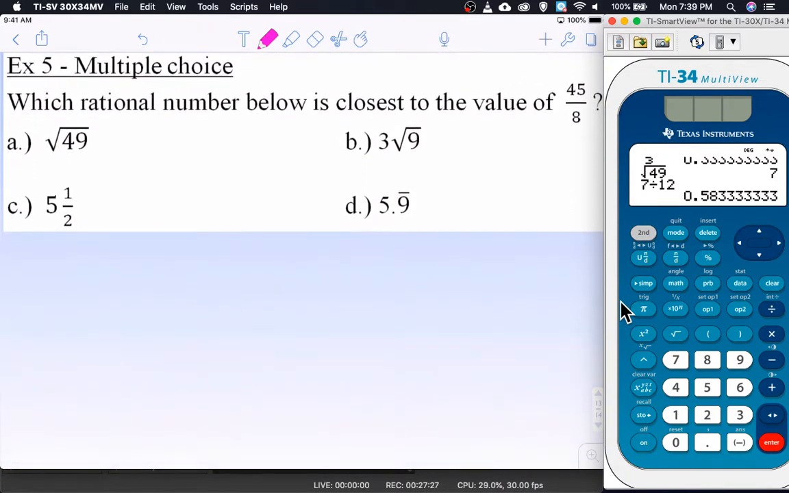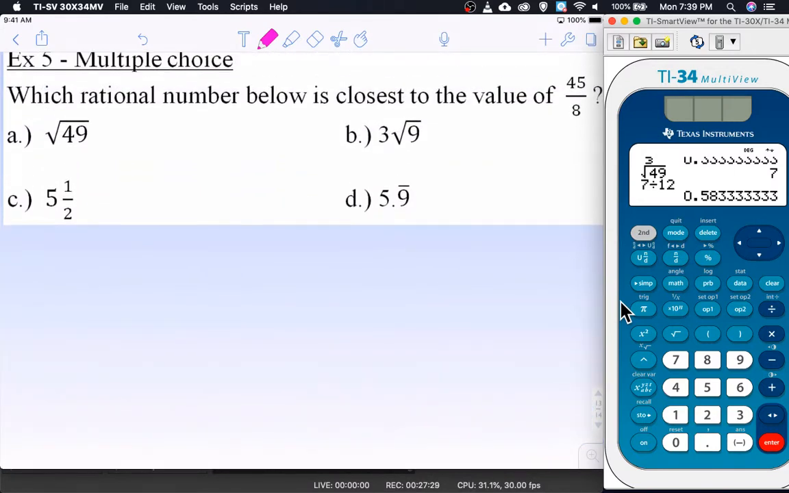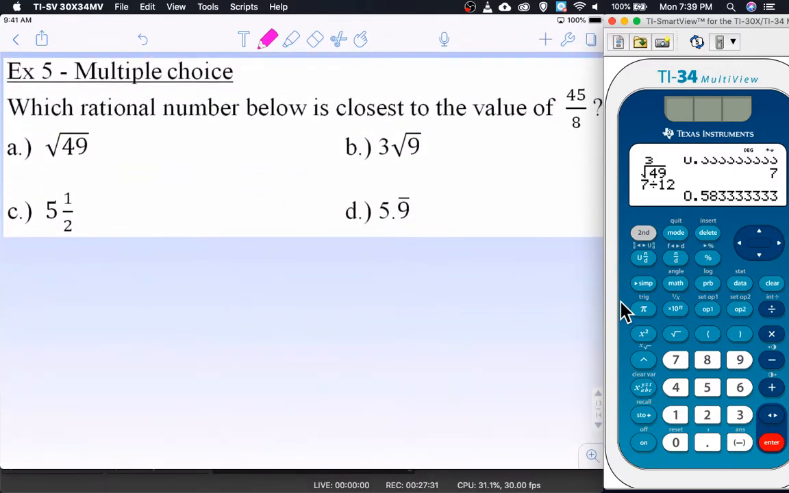I believe this is our last question. Yes, it is. Which rational number below is closest to the value of 45/8? I want you to try that one. Pause the video, try this problem, see what you can come up with, and then when you're ready, continue, hit play, and we'll go through it together.